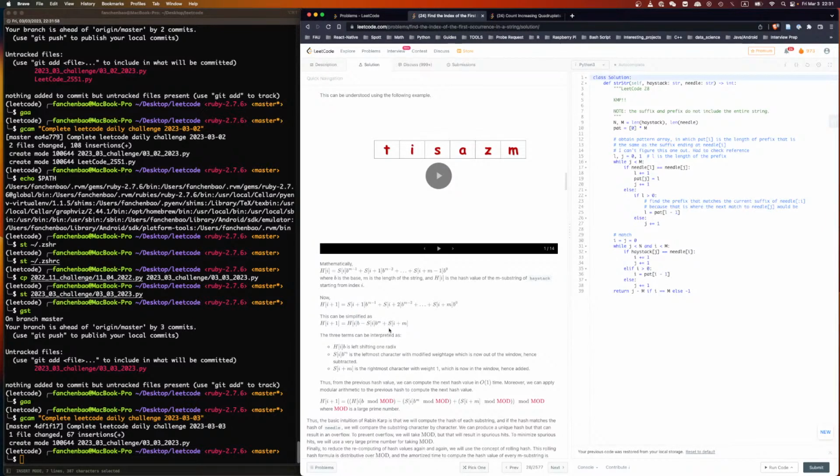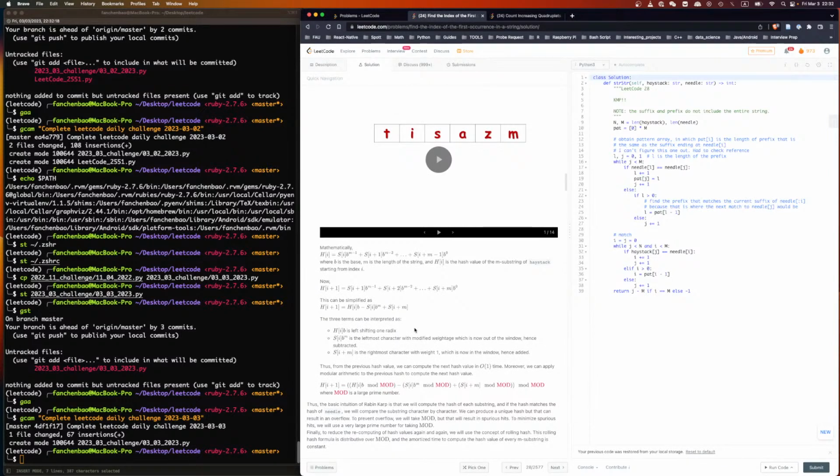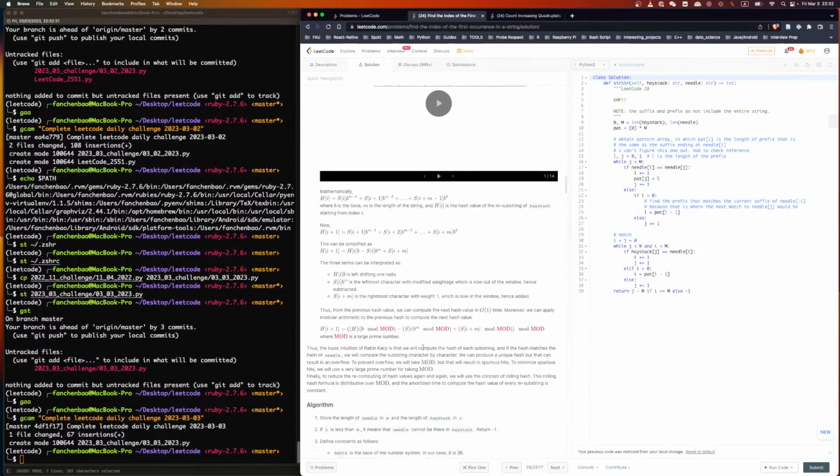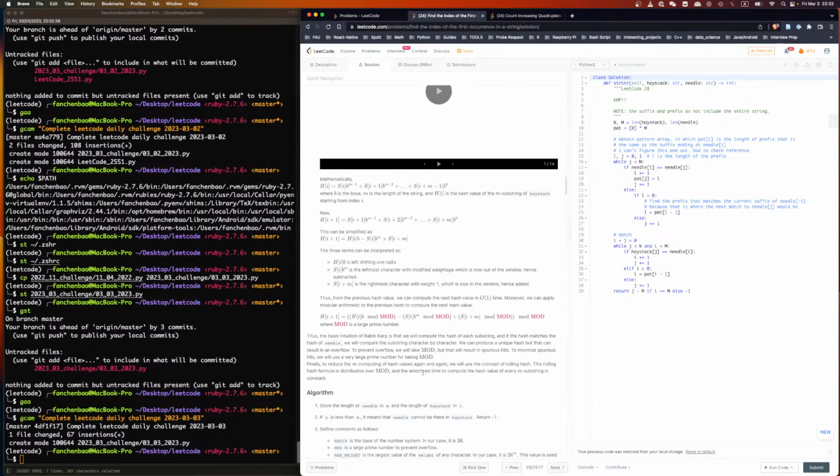Alright, what's S? The left shifting one radix. H, this... Oh, yeah, this is the whole thing times B, minus this times B, plus the new thing coming in. Ah, I see, Rabin-Karp, using a base. Rolling hash.